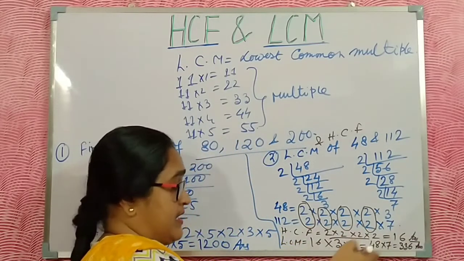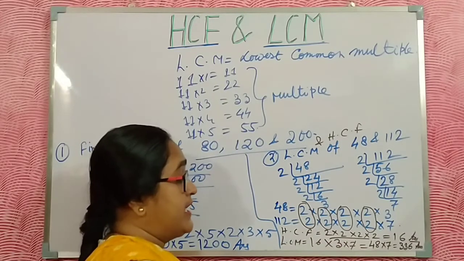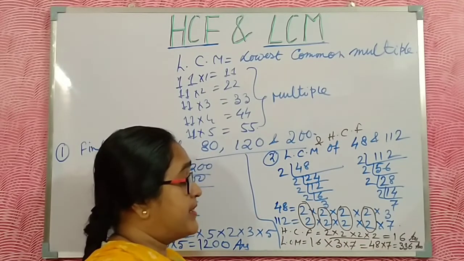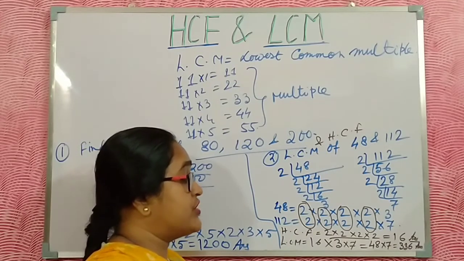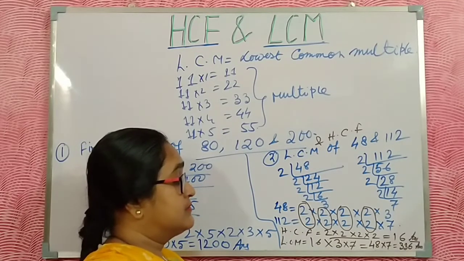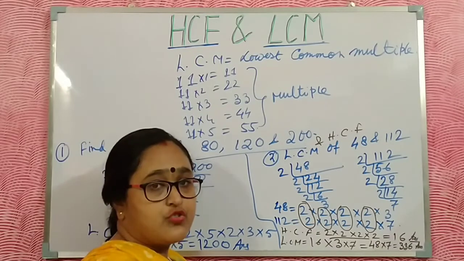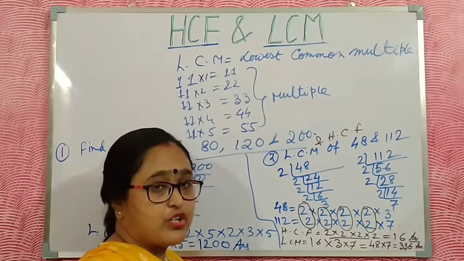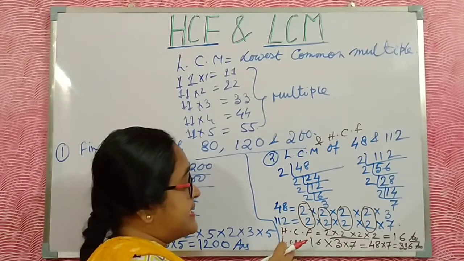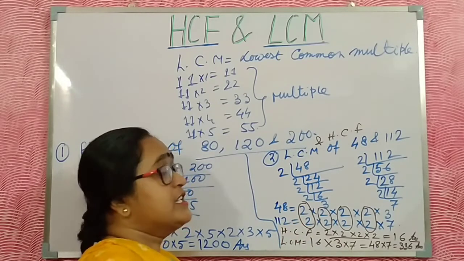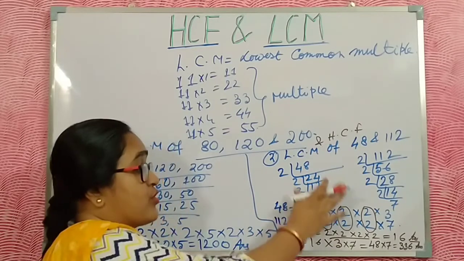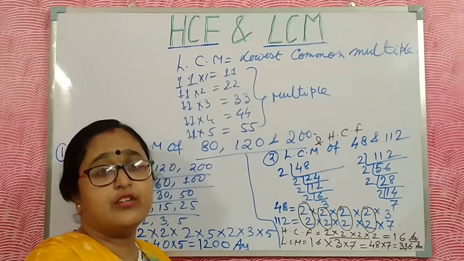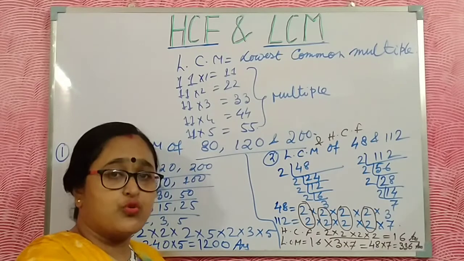I just recheck here. 16 3s are 48. 48 into 7. 7 8s are 56, 6 and 5 carry. And 7 4s are 28. 28 plus 5 is 33 also. This is the LCM and this is the HCF. You just find LCM and HCF together. This process you can apply when you find LCM and HCF together.